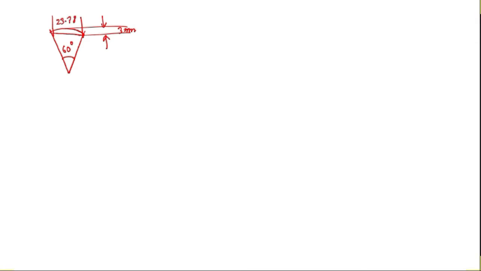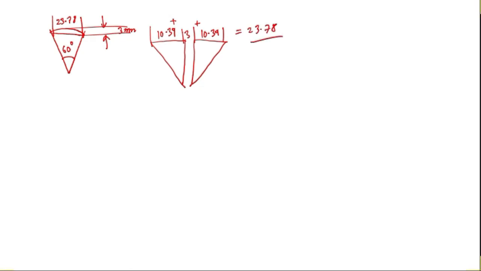23.78, how is it calculated? See here, how do you calculate 23.78? This is how much? 10.39, this is 3, this is 10.39. So if you add them, then it will be 23.78. So understand, this is 23.78. This is 3 mm.